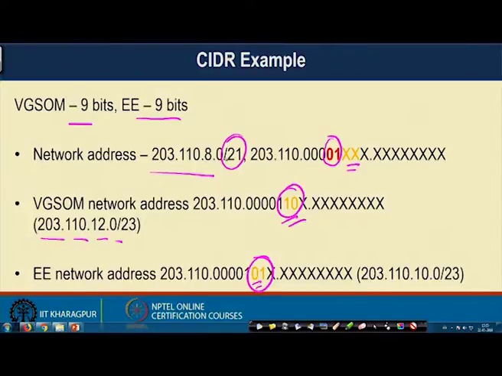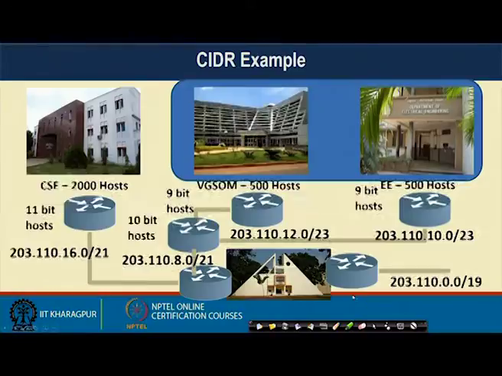203.110.12.0/23. Earlier it was 21. I am taking 2 bits from the host and putting them in the network. So, the subnet mask becomes 23, and the EE network becomes again 203.110.10 in the dotted decimal format .0/23.